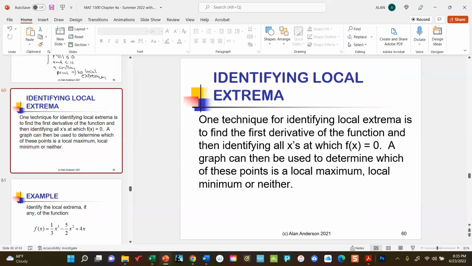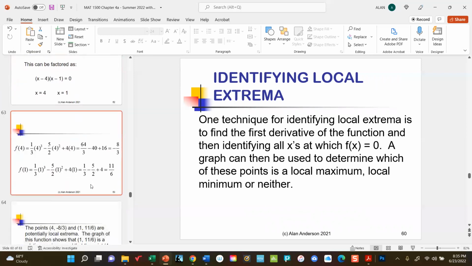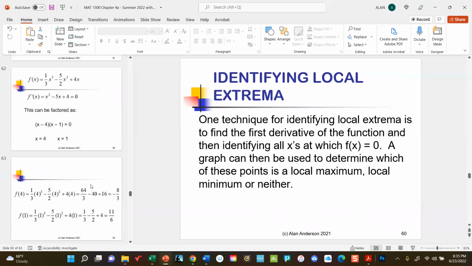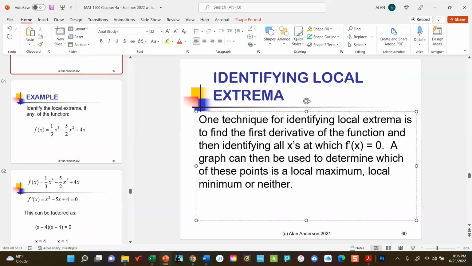We're going to start by taking the derivative and setting it equal to 0. Actually, this should say f prime. We want to know where the first derivative is equal to 0. Okay, so that'll be pretty straightforward.